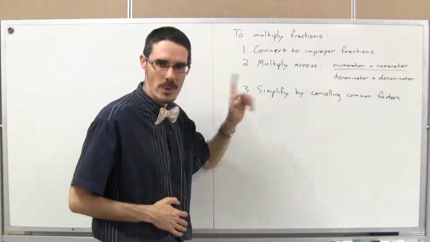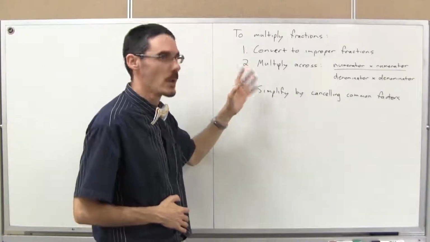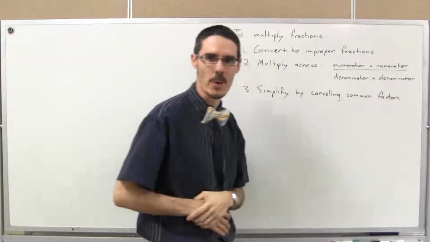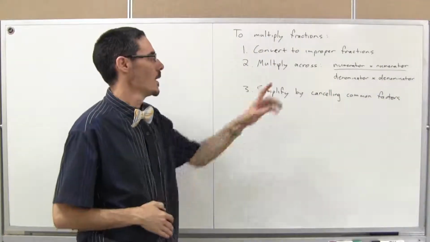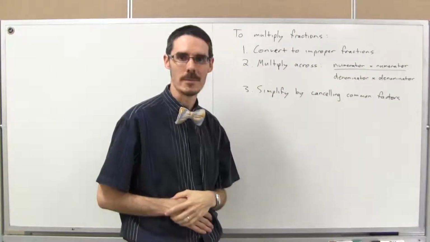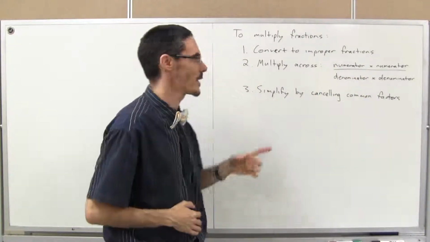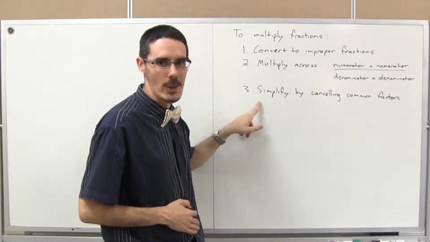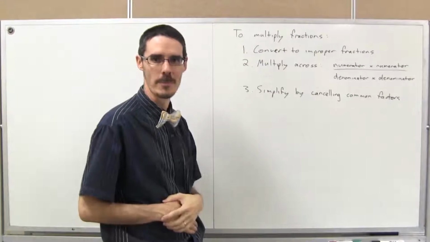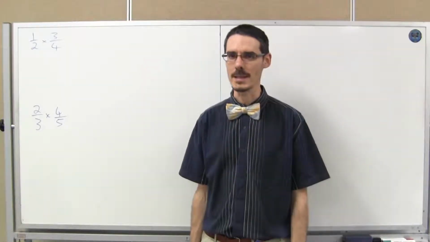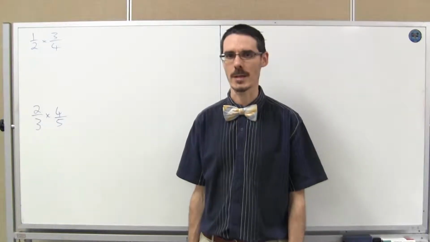Then, once you've got improper fractions, to multiply them, just multiply across the top and multiply across the bottom. Multiply the numerators and multiply the denominators. And then having done that, just simplify what you've got by cancelling out any common factors on the top and the bottom. Let's try a few. So let's start with some easy examples with no improper fractions.